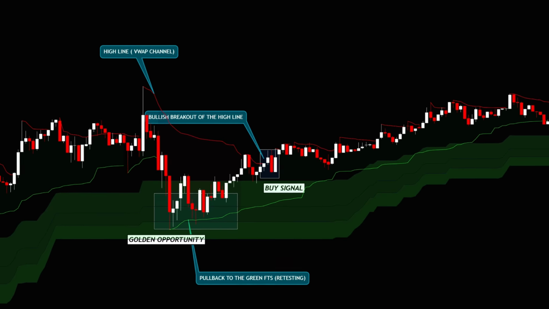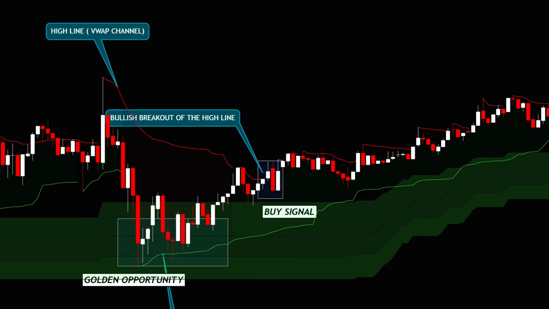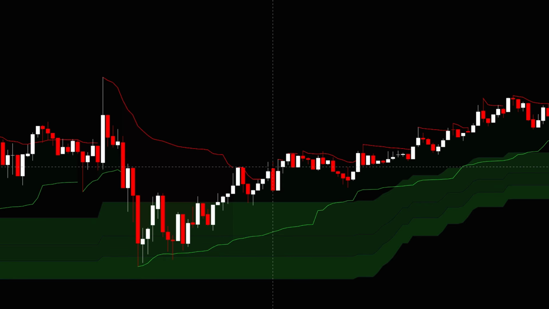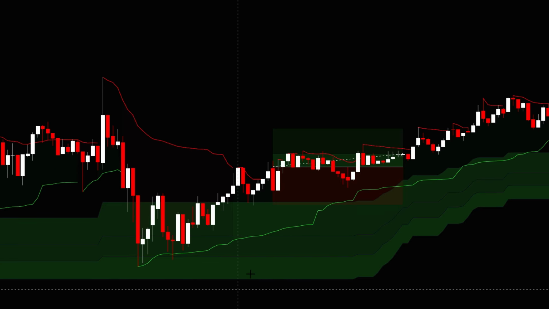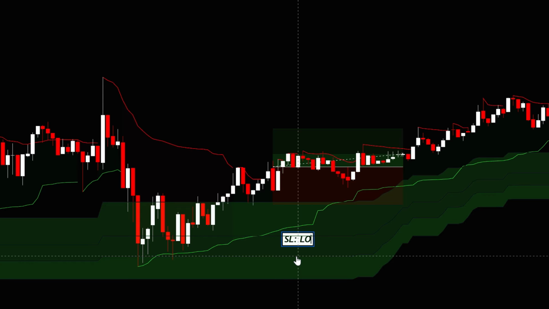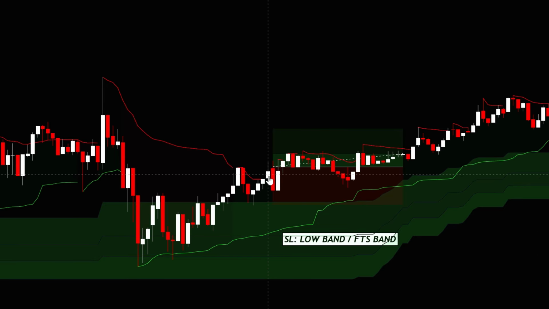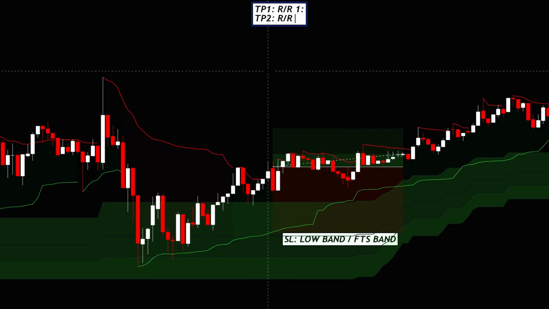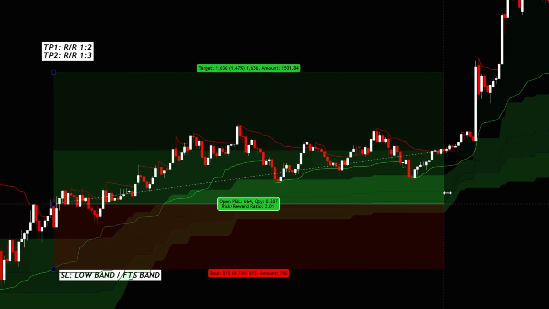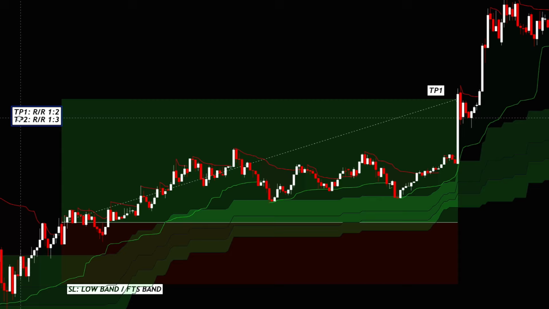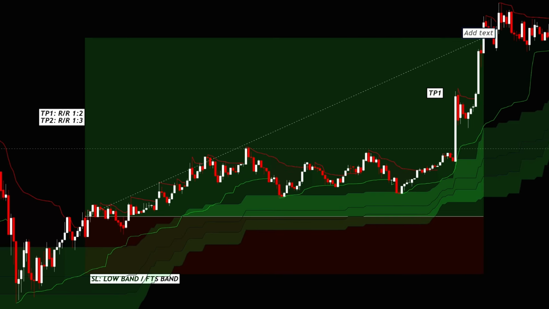For buy trades, enter at the candle close above the VWAP high band, with a stop loss below the VWAP lower band or FTS band. Same take profits. But wait, don't go anywhere, because right after this, we're running a hypothetical backtest on US stocks, and the results are going to be surprisingly revealing. The numbers really show how effective this setup can be under tested conditions.